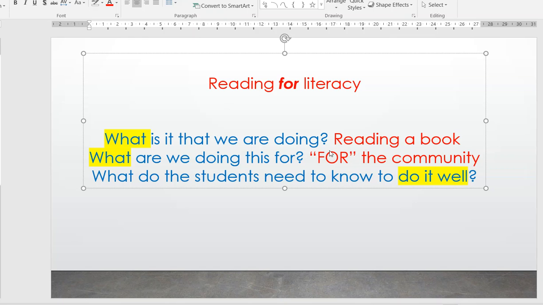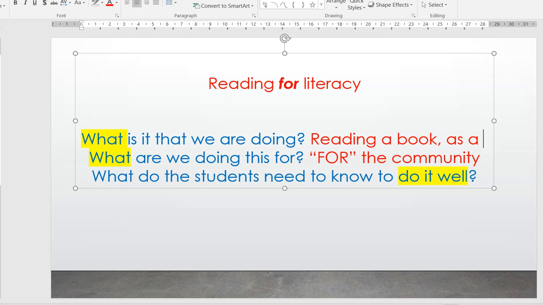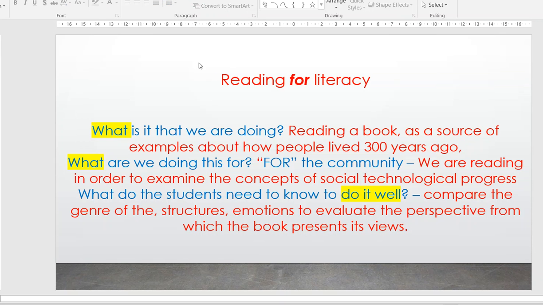So what is it that we are doing? It cannot be just reading a book. It can be reading a book as a thing that people do for a particular reason, and we're doing this in order to do something specific, right? So that structure we have to hang on to.